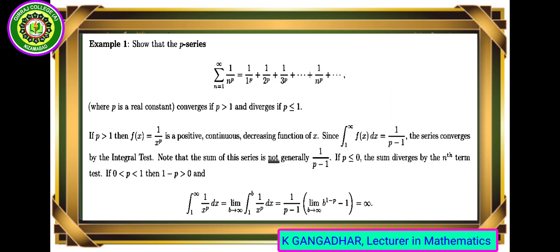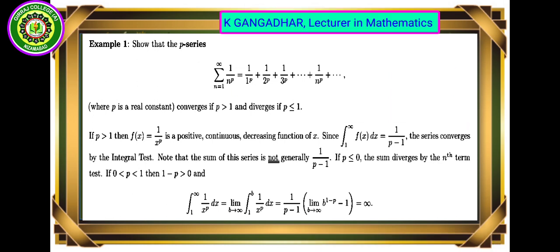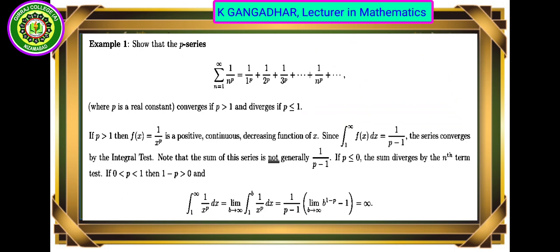So now we will see one problem. Show that the p-series, the auxiliary series, sigma 1 by n to the power p, equal to 1 by 1 to the power p plus 1 by 2 to the power p plus 1 by 3 to the power p and so on, plus 1 by n to the power p, is convergent if p greater than 1 and divergent if p less than or equal to 1. First case we take p greater than 1, then f(x) equal to 1 by x to the power p.